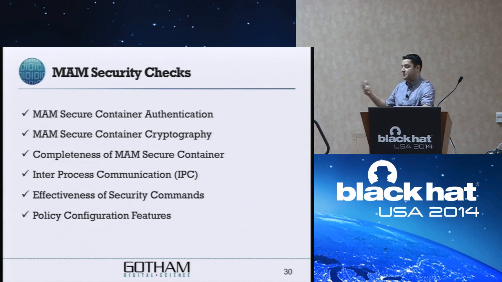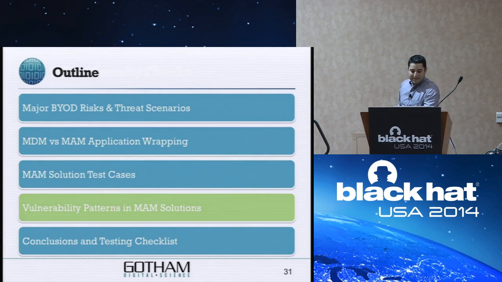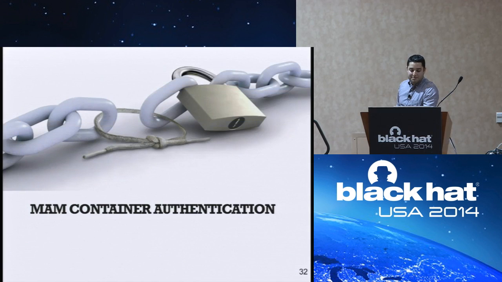The IPC, how that's implemented to ensure that another app can't get access to it. The effectiveness of the security commands, so if I issue wipes, how effective would that be? And then policy configuration features, like what policies does the server actually have available to actually protect us from some of the BYOD risks. We're actually going to skip over the policy configuration stuff. We'll include that in the white paper because it's kind of boring. All right, so let's go into some actual bug stuff.